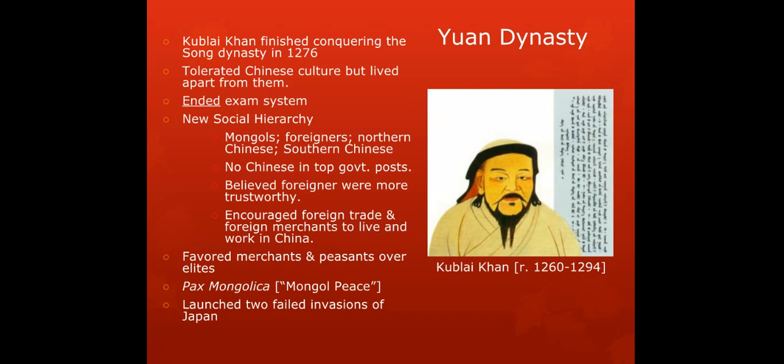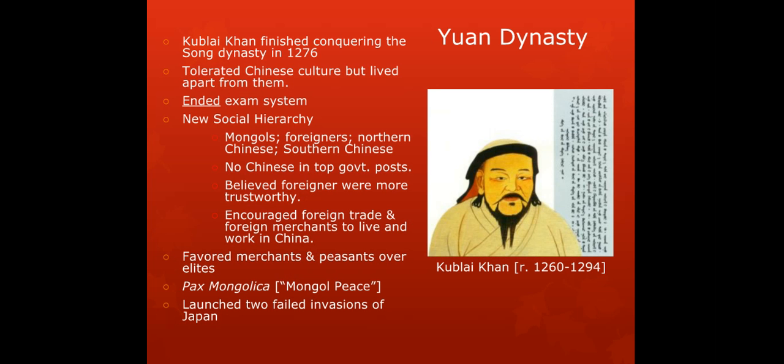The Yuan Dynasty. Under Kublai, who finished conquering the Song in 1276, he made it a point to rule China as a Mongol. He tolerated Chinese culture, but lived quite apart from them. So here's the thing. Under him, Confucianism was suppressed because Confucianism is a strictly Chinese cultural aspect.